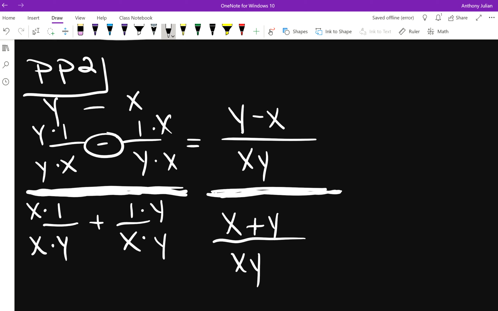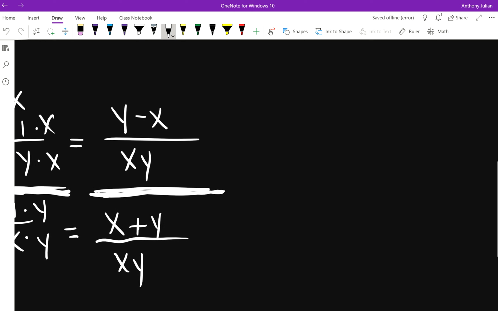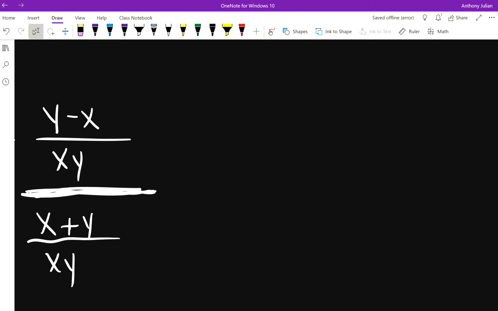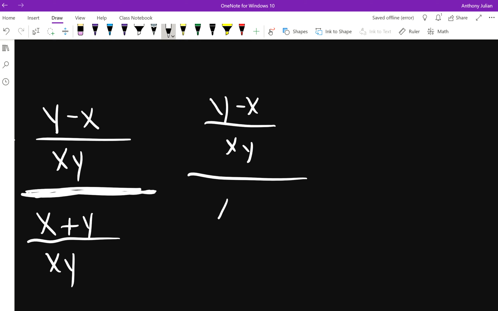All right, so this is where I'm at thus far. Add my equal sign there. Now I'm going to do the keep, change, flip. Slide this over. I'm going to do this one time here. I'm going to write it in order. It's y minus x over xy divided by x plus y divided by xy.